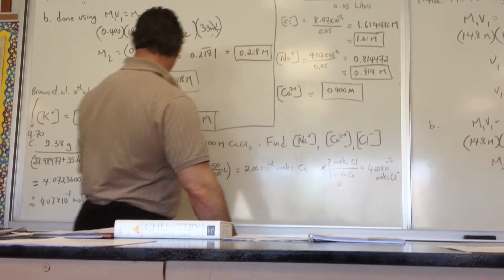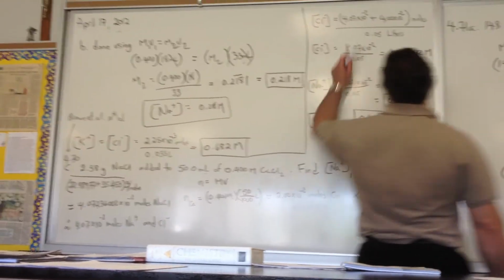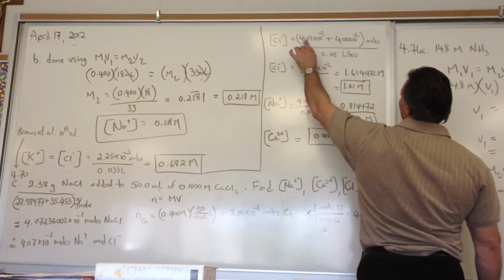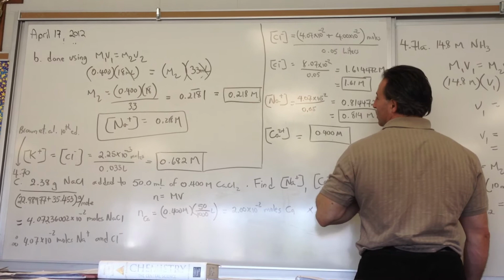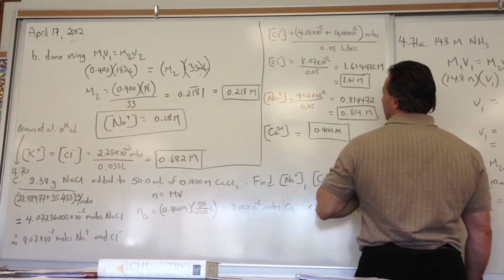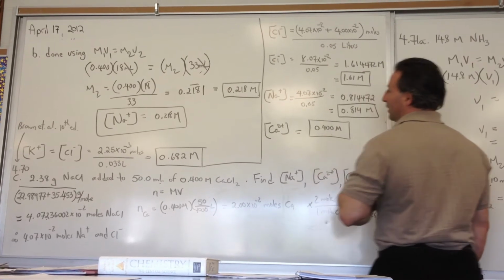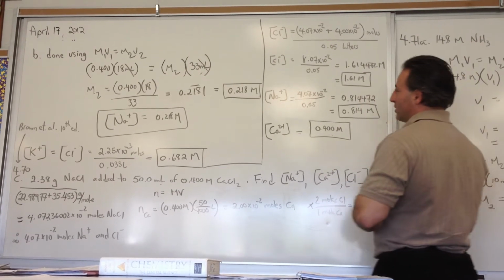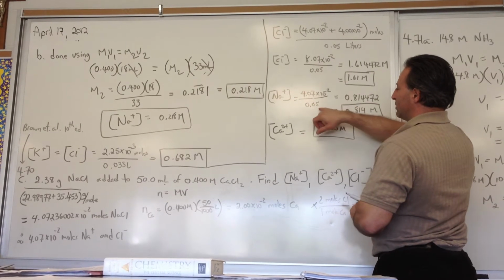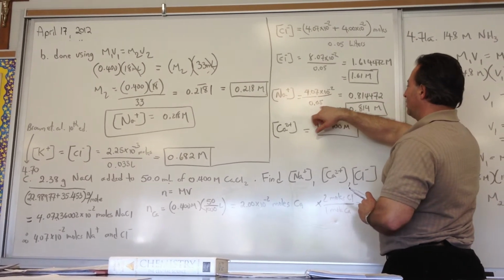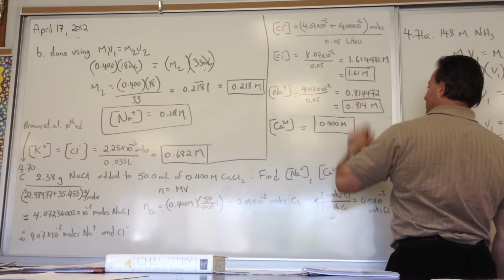So the total amount of chloride is 4.07 plus the 4. That gives a total amount of chloride, and all of that was dissolved in 0.05 liters of solution. So the concentration of chloride turns out to be 1.61 molar. For sodium, it's very straightforward. You have 4.07 times 10 to the minus 2 moles of sodium ions dissolved in 0.05 liters of water. It gives you 0.814 moles per liter concentration.